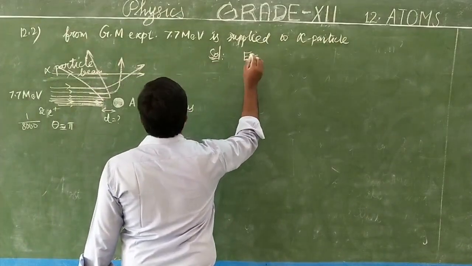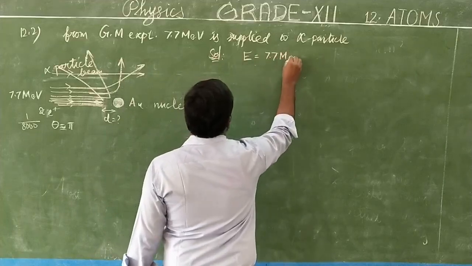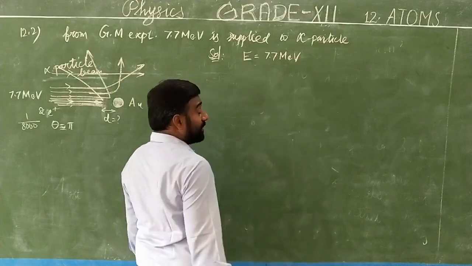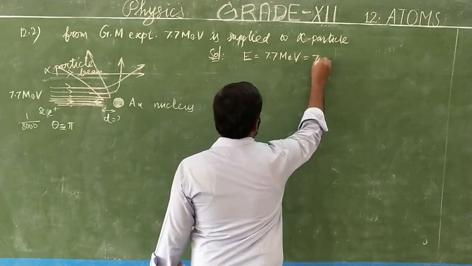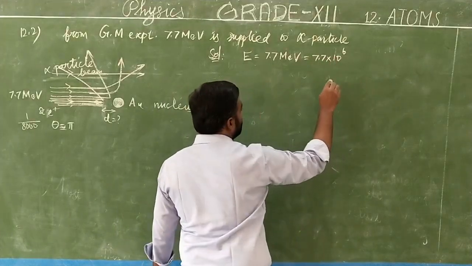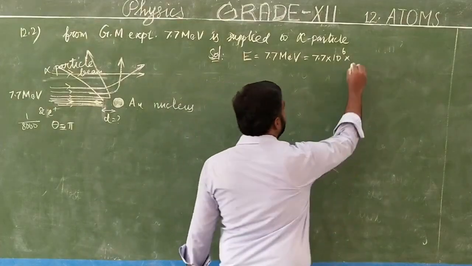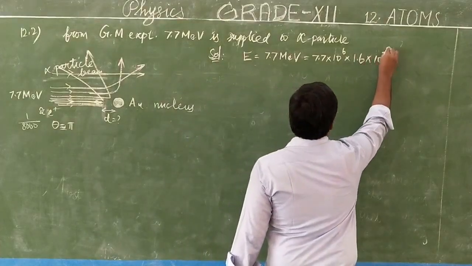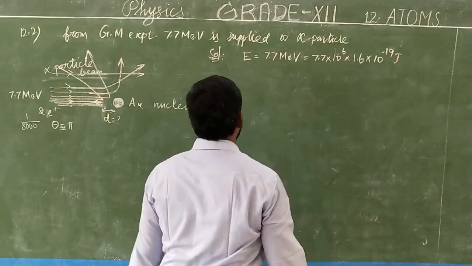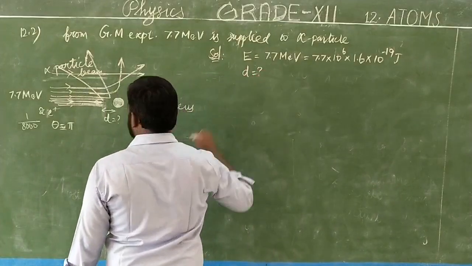The energy of the alpha particle beam is 7.7 million or mega electron volt. But we have to convert electron volt into joule, no? So 7.7, and mega means what order? 10 to the power 6, or million, also 10 to the power 6. And 1 electron volt is equal to how much joule? It is 1.6 into 10 raised to minus 19 joule. So the energy value here we have converted into joule. And then the distance of closest approach is what we want to determine.